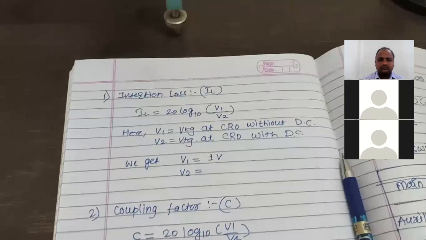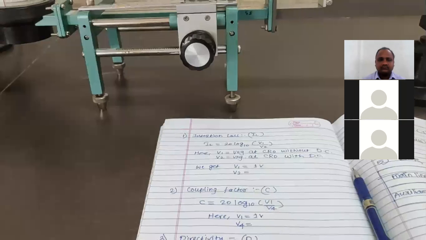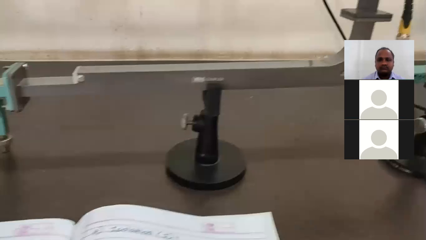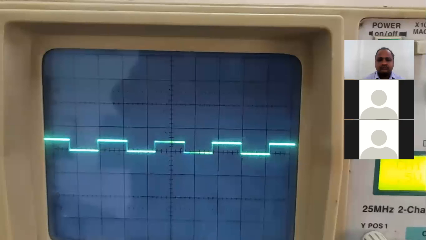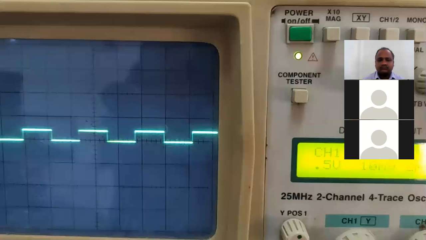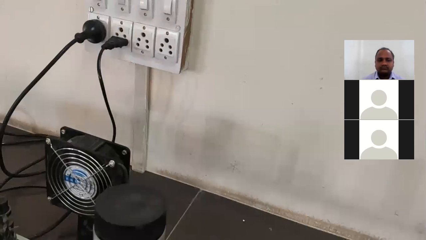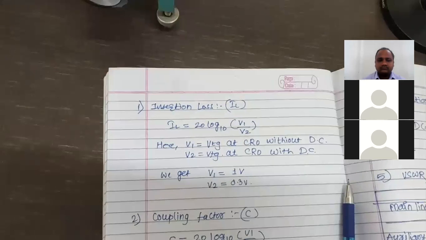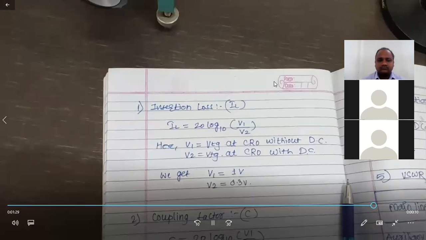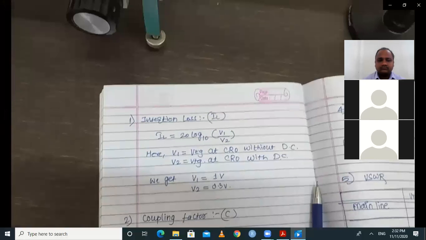So we are getting V1 as 1 volt, but we now want to find the value of V2. Here the output is connected to port number 2, and you are getting this value of V2 directly. This V2 is nearly equal to 0.6 multiplied by 0.5, so it is 0.3 volt. So you are getting V1 as 1 volt, but V2 is equal to 0.3 volt. When you put these values of V1 and V2 in the above formula, you get the insertion loss, which is in decibels, because your formula is 20 log to the base 10.